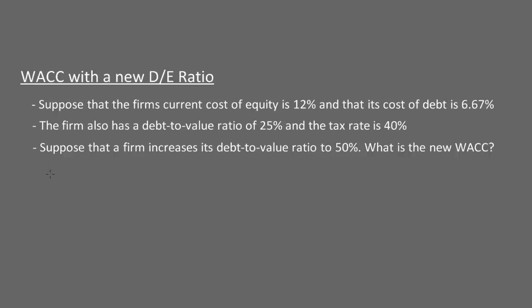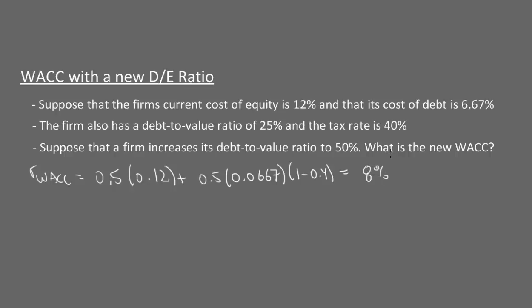Now what a lot of students do, and is actually a mistake, is just calculate the WACC with the new debt to value ratio using the old RE and RD. So we would put 0.5 multiplied by your RE plus 0.5 multiplied by your RD multiplied by 1 minus your tax rate. Now that gives us 8%. And then they would continue on using that WACC.